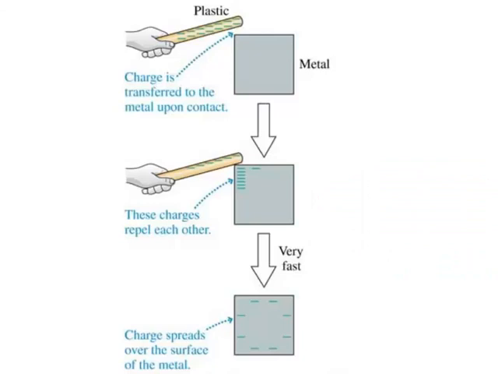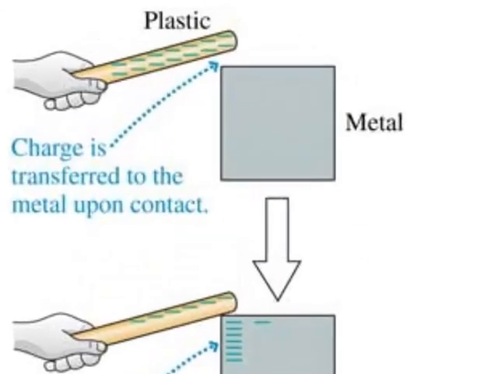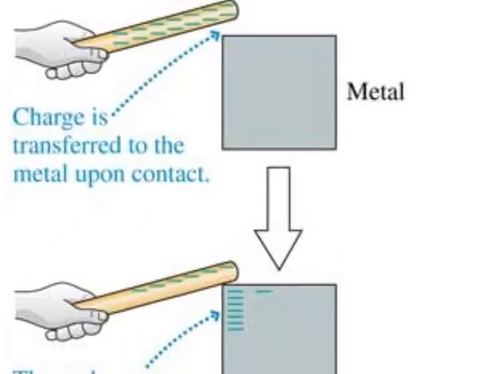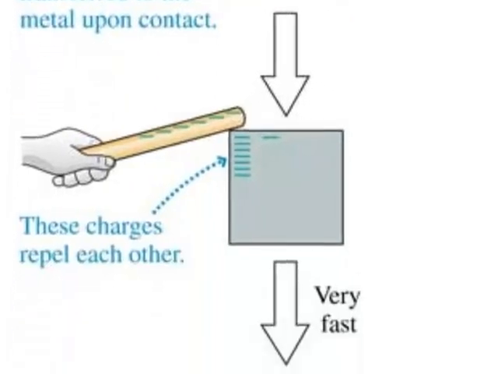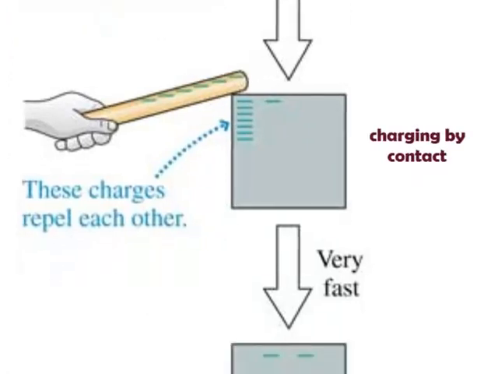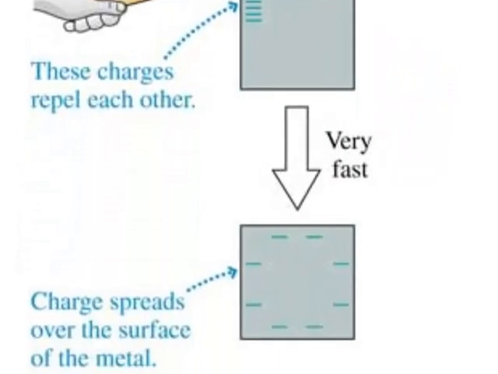Electrons can also be transferred from one material to another simply by touching. When a charged rod is placed in contact with a neutral object, some charge will transfer to the neutral object. This method of charging is called charging by contact. If the object is a good conductor, the charges will spread to all parts of its surface because the like charges repel each other.